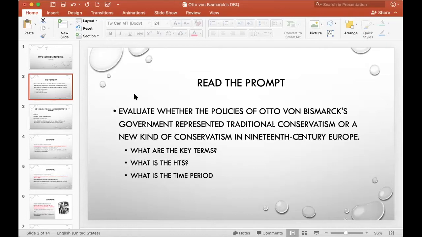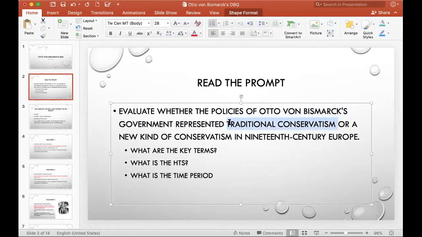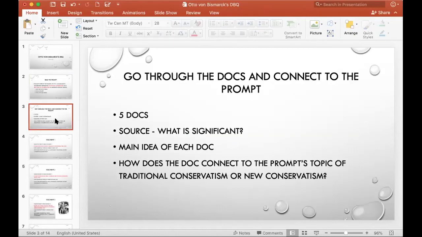Okay, so after we read the prompt, we're going to underline like crazy traditional conservatism. Let me highlight that for you. I'm going to play on the PowerPoint for you, because again, I'm a visual person and I can't write on a dry erase board right now. So after we read the prompt and we've identified what the AP exam wants us to do, we're going to go through the documents and connect the documents to the prompt. So that's our next step.